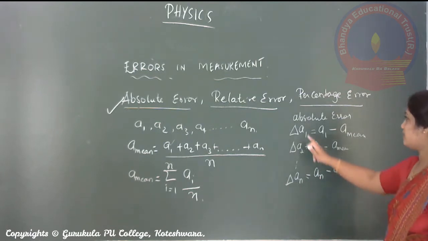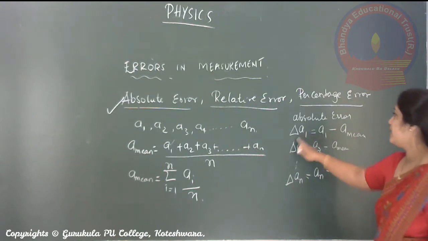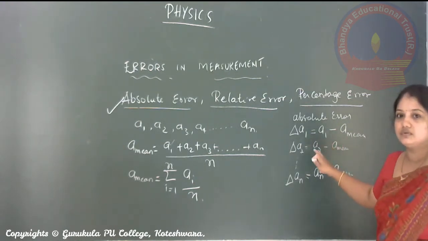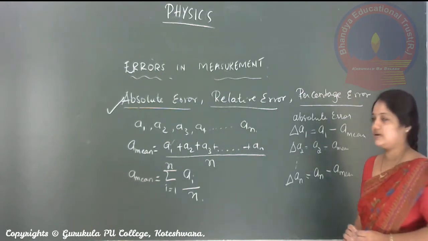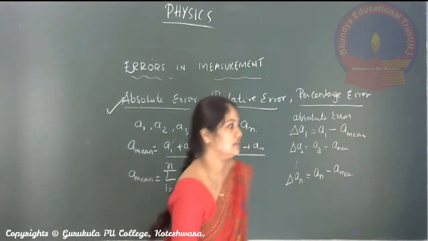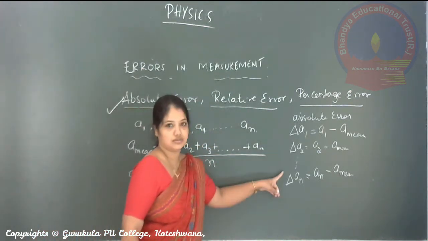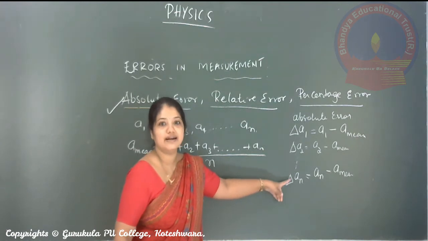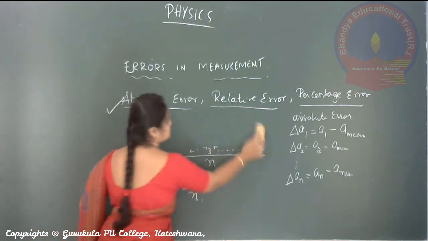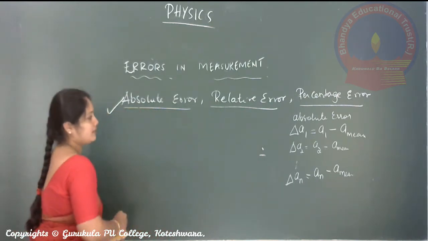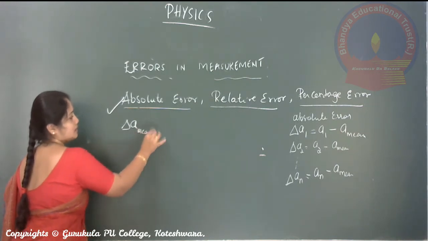So what do I get over here is delta A1, the absolute error in the first one, A1 minus A of mean. Likewise I am going to calculate for the n numbers over here. Then next, I have already got this many values. Again I will have to find the mean of the absolute error. So next I will take delta of A of mean.